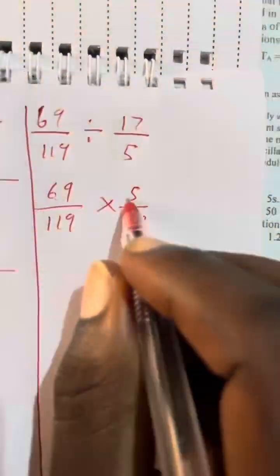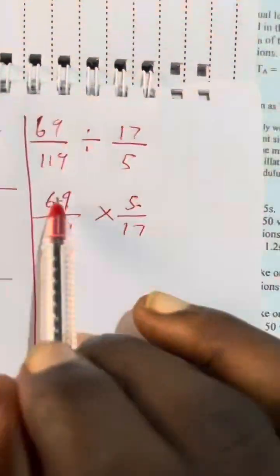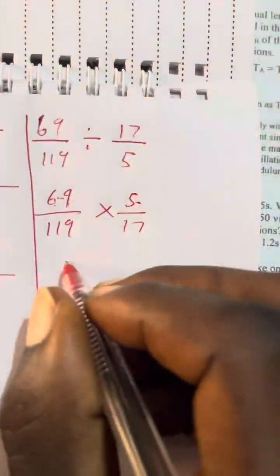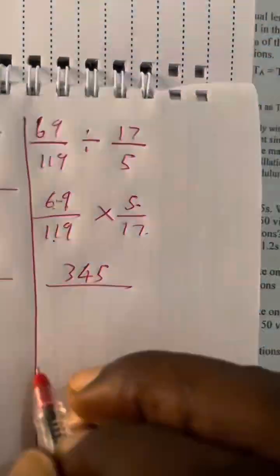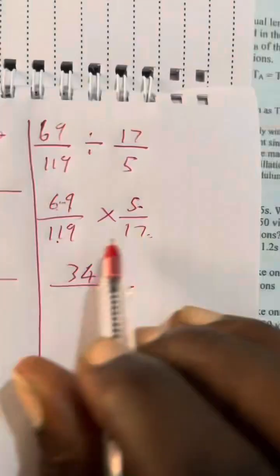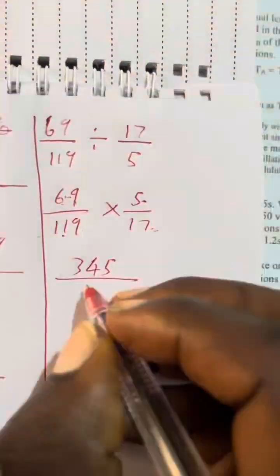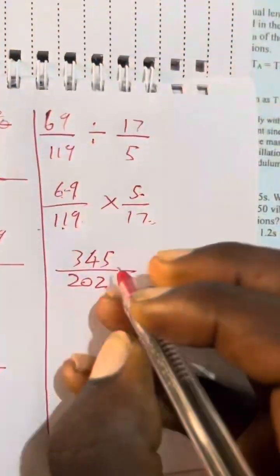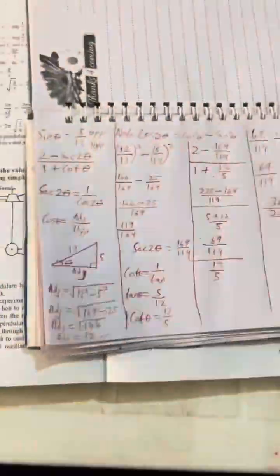69 times 5 gives 345. Now 119 times 17 gives 2023. So this is our answer for this question.